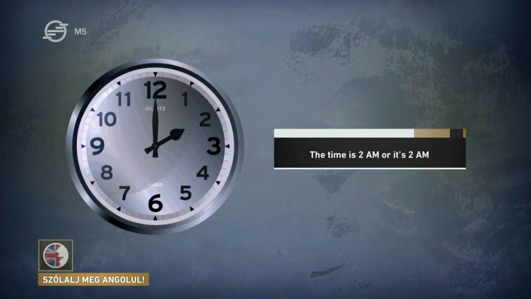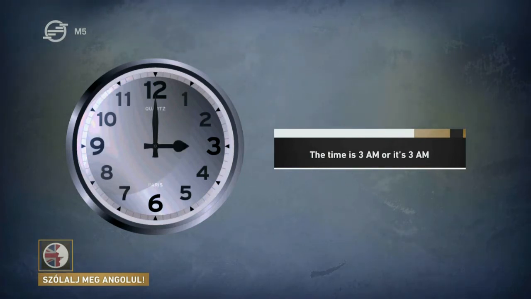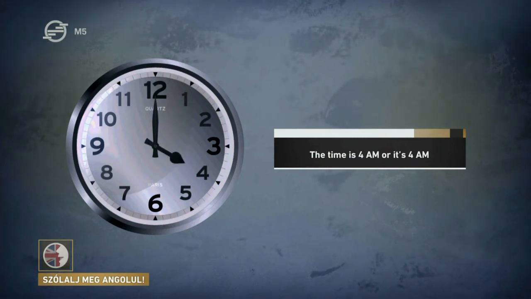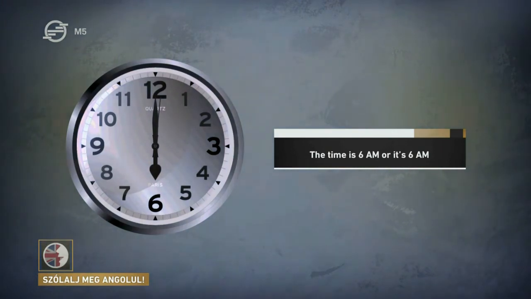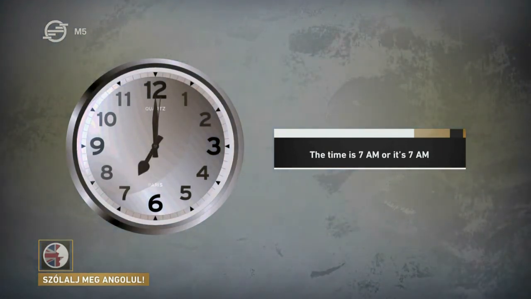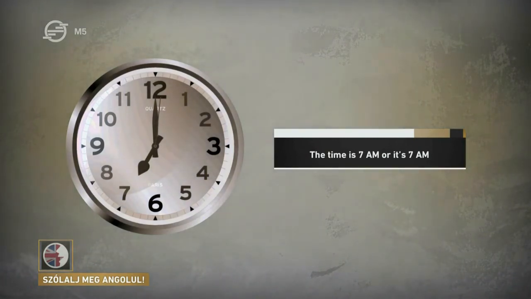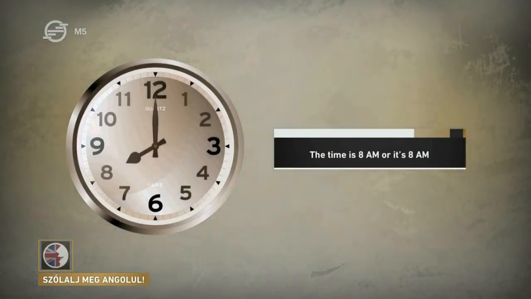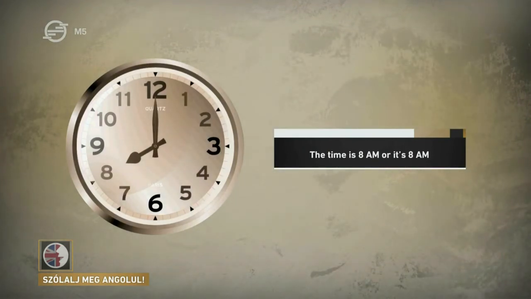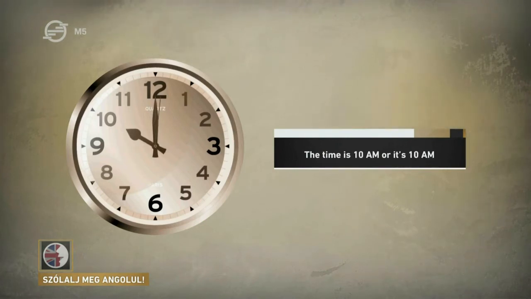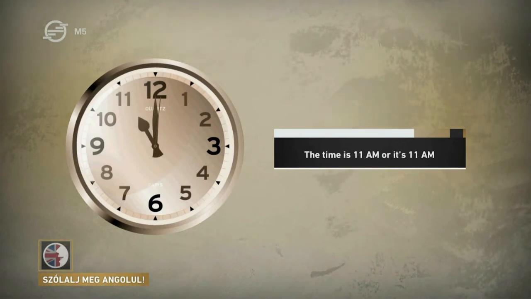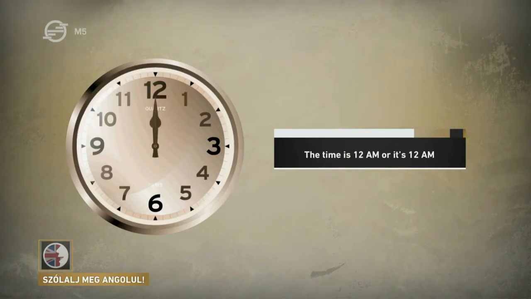The time is 3 a.m. or it's 3 a.m. The time is 4 a.m. The time is 5 a.m. The time is 6 a.m. The time is 7 a.m. The time is 8 a.m. The time is 9 a.m. The time is 10 a.m. The time is 11 a.m. The time is 12 a.m.